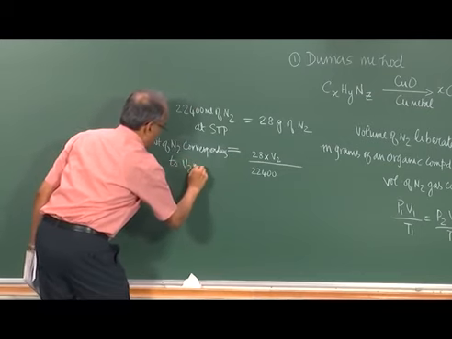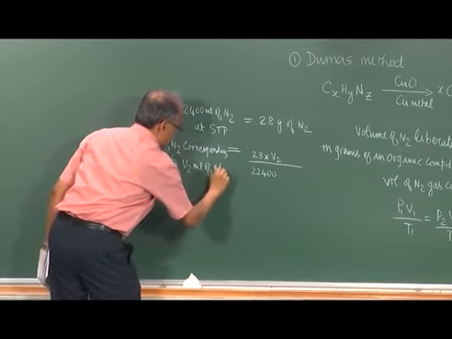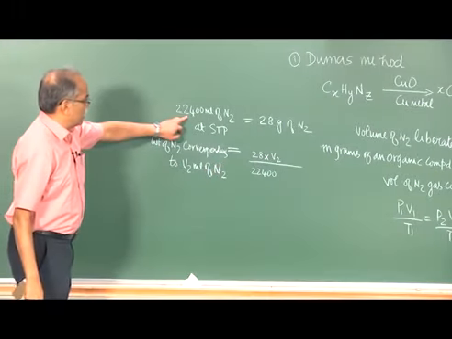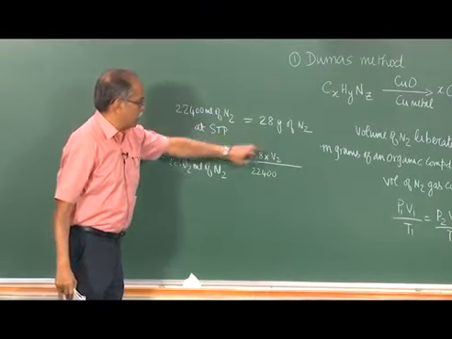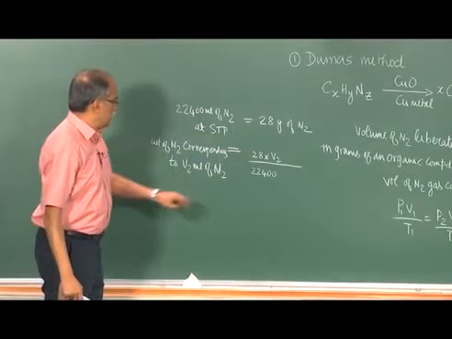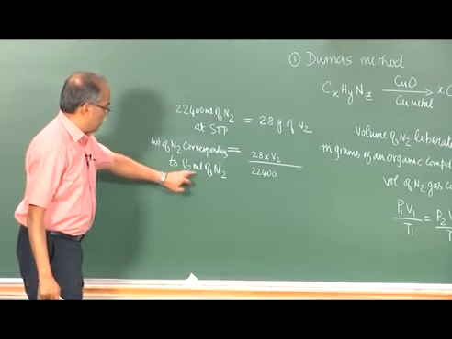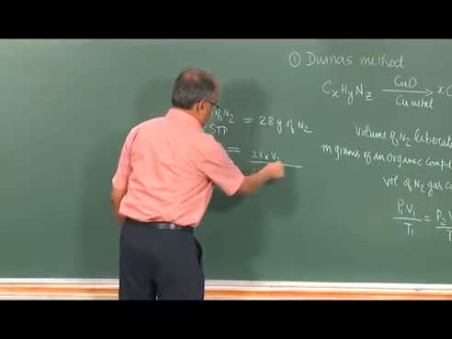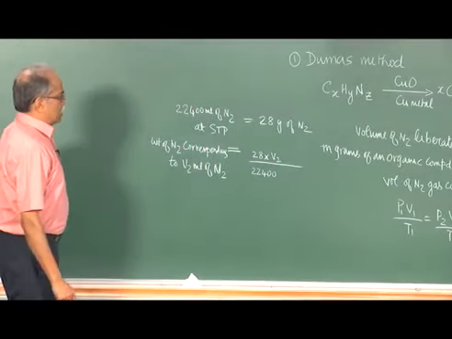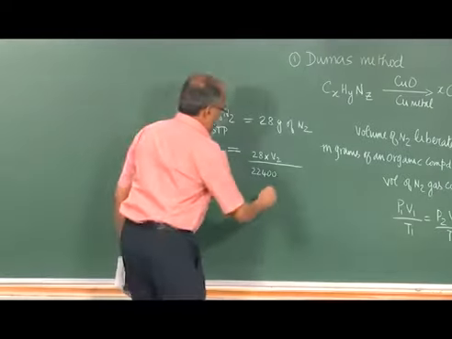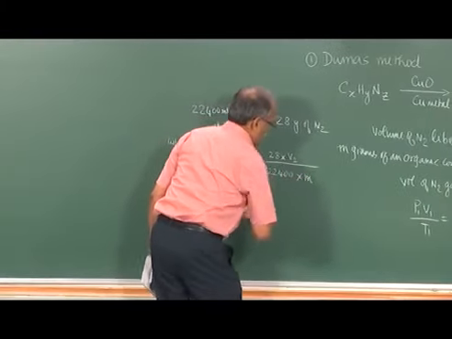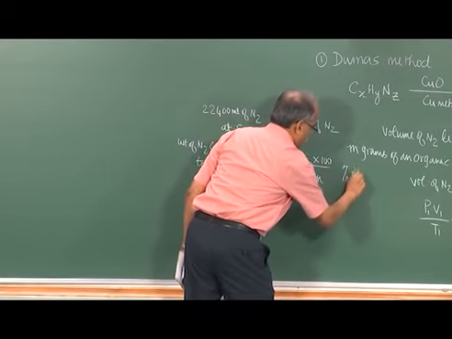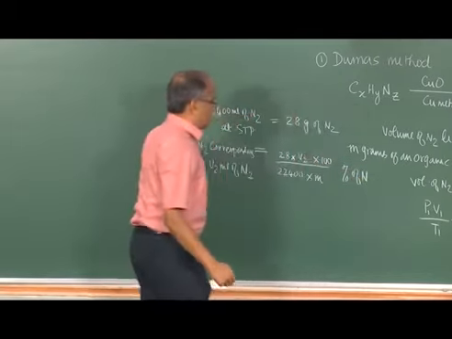V2 ml of nitrogen. If 22.4 liter or 22,400 milliliters of nitrogen weighs 28 grams of nitrogen, that is 1 mole of nitrogen, then how much will be the weight of nitrogen corresponding to V2 ml of nitrogen, that is calculated by this expression here. Now, this is coming from m grams of the compound. So, for 100 grams how much will be, this would be the percentage of nitrogen that is present in the organic compound.